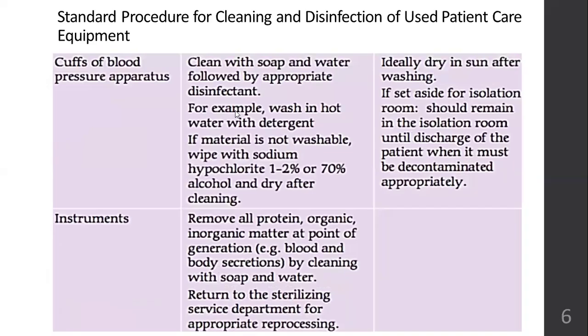Cuffs of the blood pressure apparatus, which is usually made of a cloth material, have to be cleaned with soap and water or appropriate disinfectant. If the material is not washable, then you can wipe it with spirit or hypochlorite solution. And if it is a cloth material, after using detergent water on it, dry it in sun or dry washing.